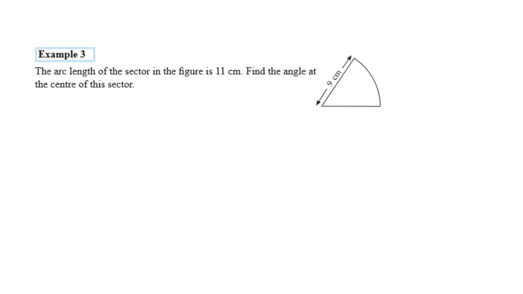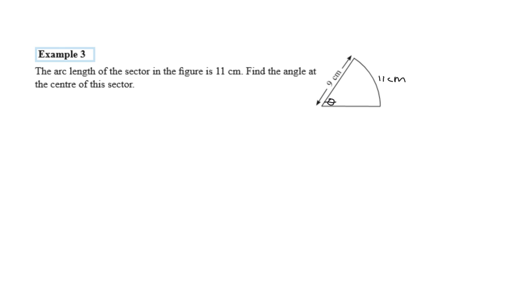Okay, kids. Next, I'm going to explain example 3. Read the question carefully. The arc length of a sector in the figure is 11 cm. Find the angle at the center of this sector. You have to find the angle here. This angle, we put it theta. This one you want to find. Arc length you have, that is 11 cm.